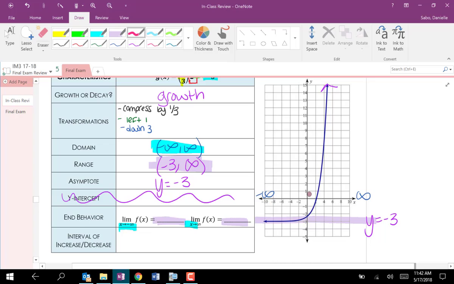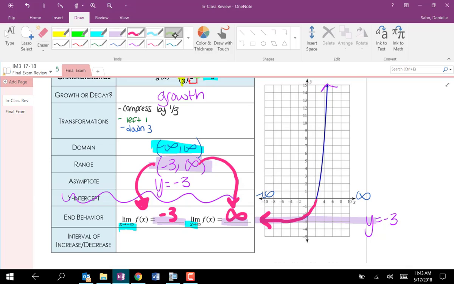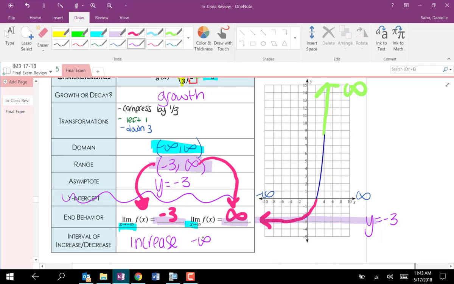As x gets smaller, where is the function approaching in pink? -3. Remember, you only have 2 options. So what's the other one? Positive infinity. And here's why. Look, get a bigger marker. It's going up right here to positive infinity. Your end behavior is just telling you what my domain and range are. Am I always increasing or always decreasing? Increasing. And I just represent that by negative infinity to positive infinity.